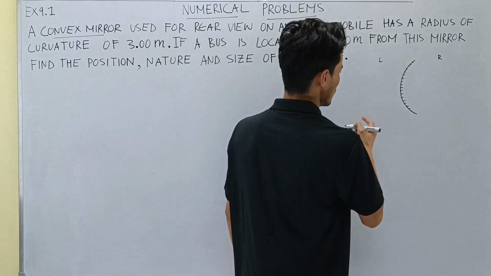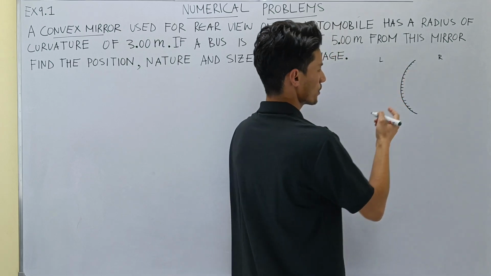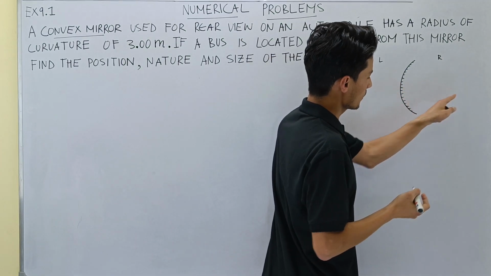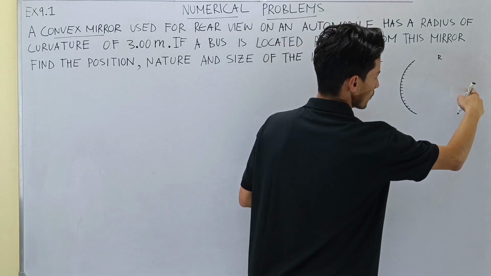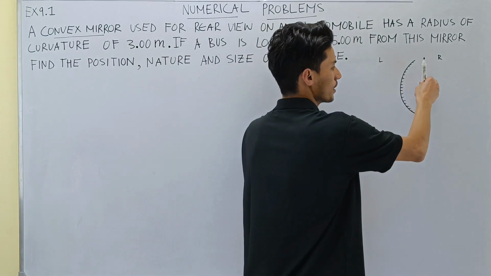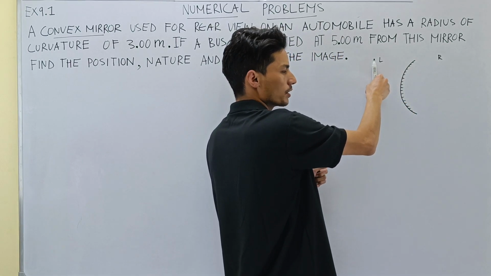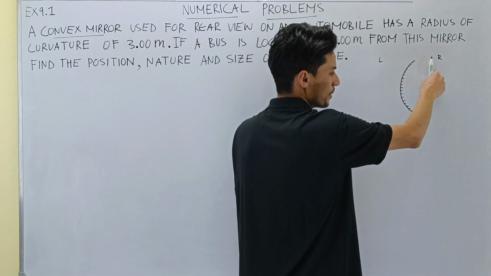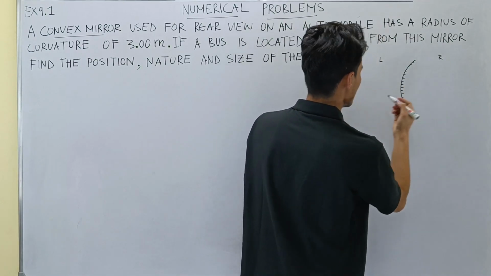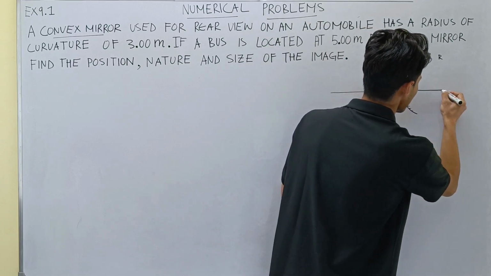Okay, so now I will draw the principal axis. Remember, this is a convex mirror, so I will be drawing the principal axis on the back side also, because convex mirror gives us a virtual image. Virtual images are formed at the back of the mirror. The left side is called the front of the mirror. This is called the back of the mirror. So I will be extending the principal axis till the back of the mirror. So let us draw the principal axis like this. Extend it till the end.